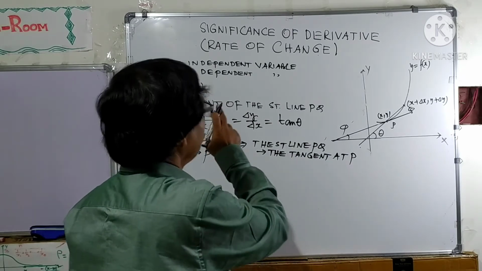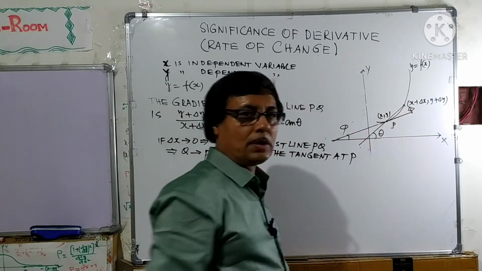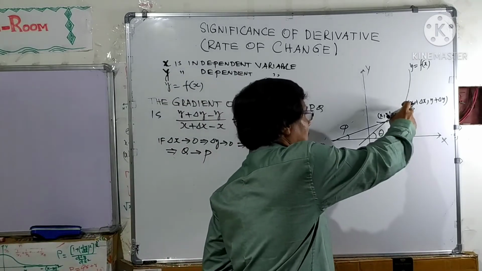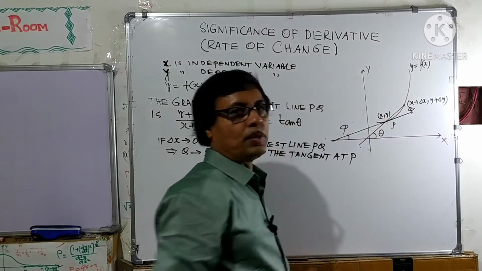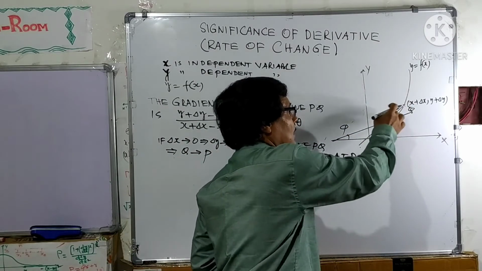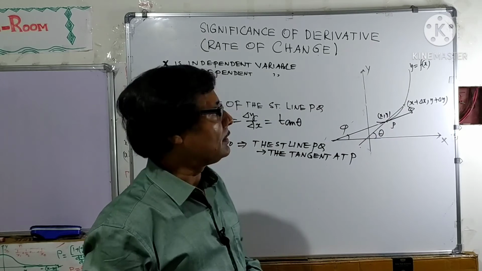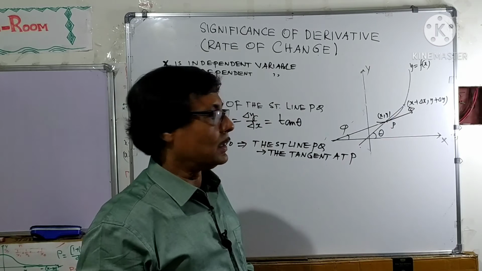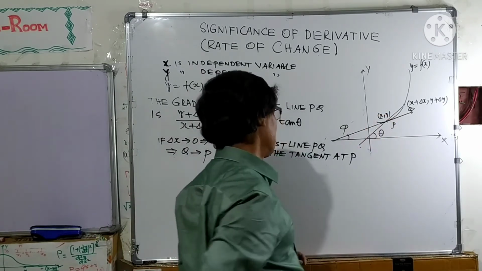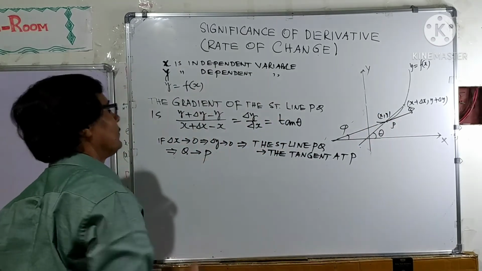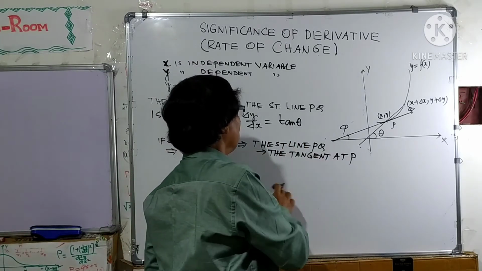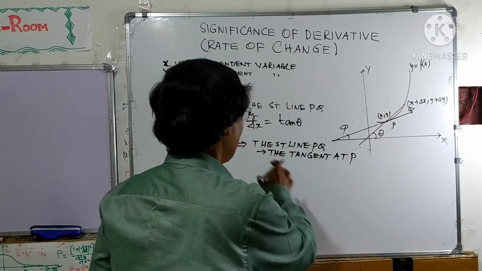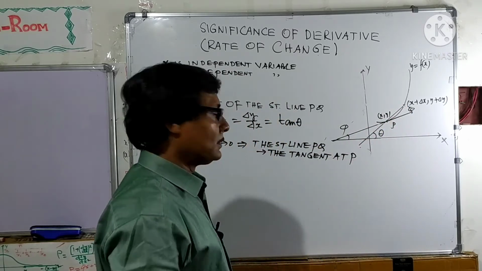That is, del x tends to 0 means Q approaches P. If del x tends to 0, that is del y tends to 0, then we can also say Q approaches P. When Q approaches P, then the secant PQ, the line connecting P and Q, is coincident with the tangent at P, that is, it approaches the tangent at P.